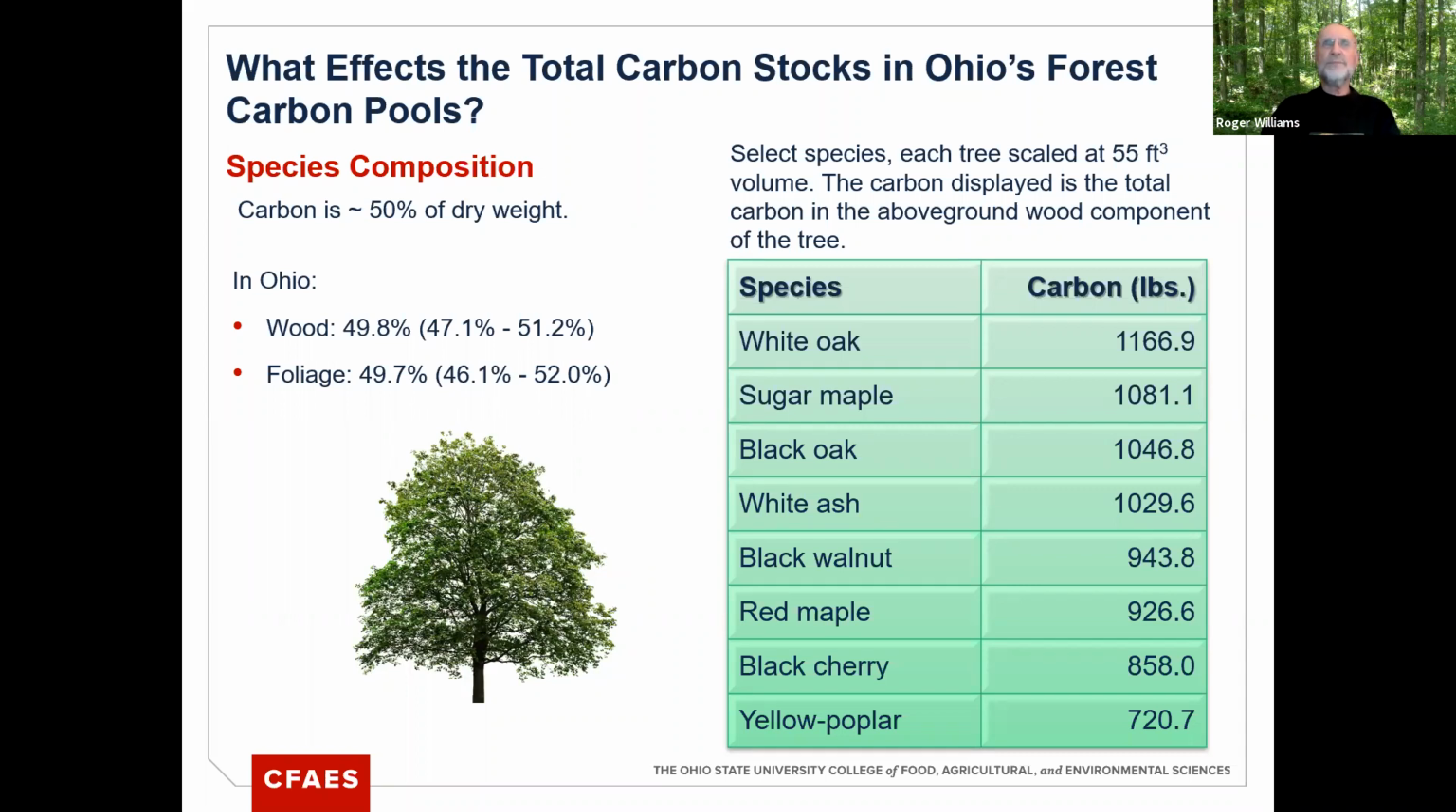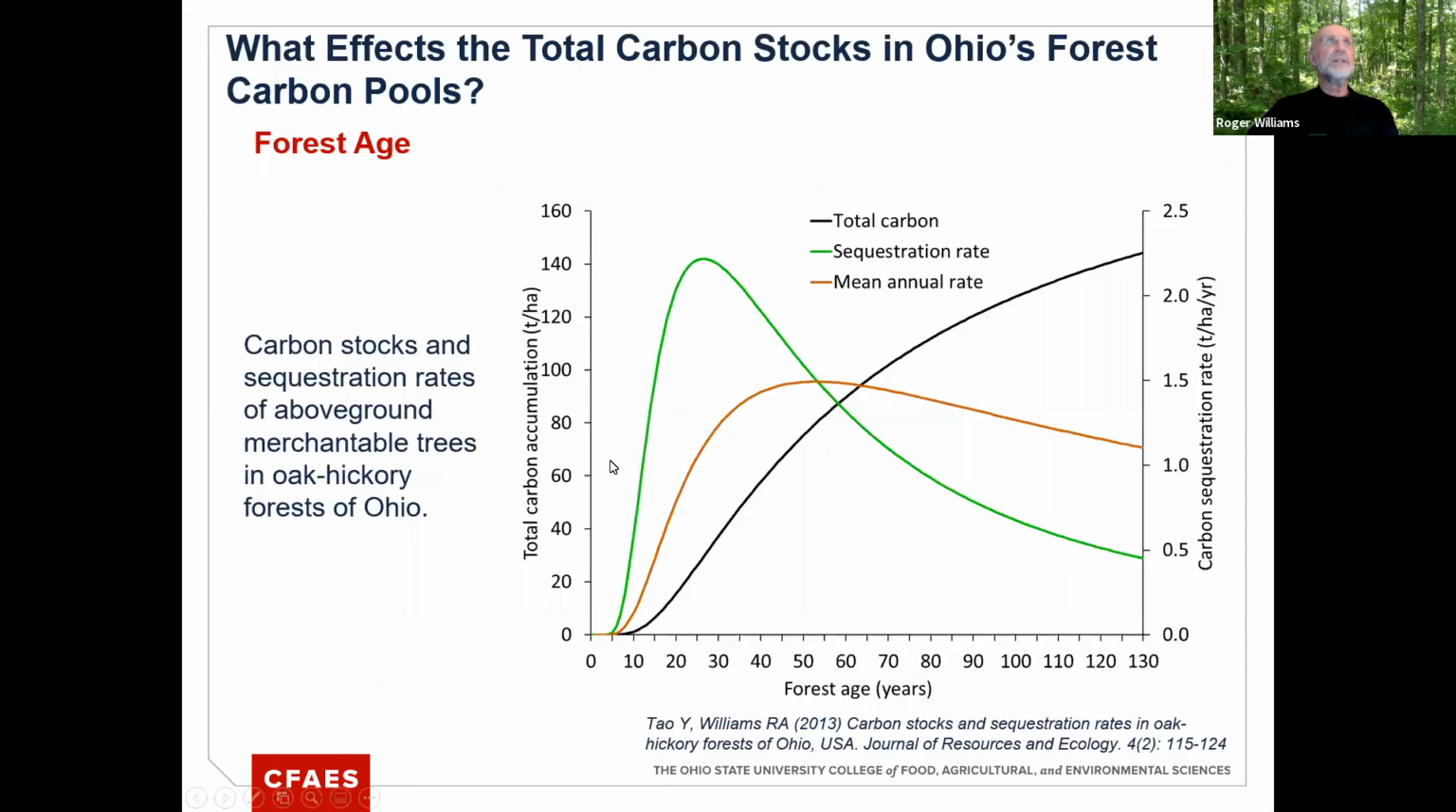Okay, so if we start looking at forest composition, and how much we have of one species versus another, then that certainly is going to influence the amount of carbon stocks that sit in your forest. I mentioned forest age, okay? And forest age will determine not only the amount of carbon stocks, but also the rate at which carbon is sequestered or absorbed out of the atmosphere.